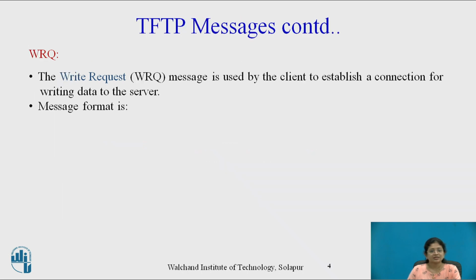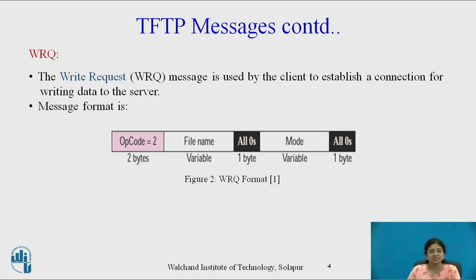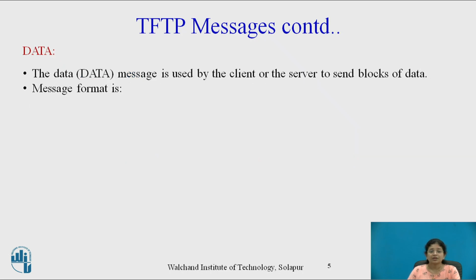Now, next let us see the write request. This message is used by the client to establish a connection for writing the data to the server, and its message format is the same as that of the read request, but the only change is in the opcode field, that means the first field which reserves 2 bytes is set to 2 and the remaining fields are the same as that of the read request.